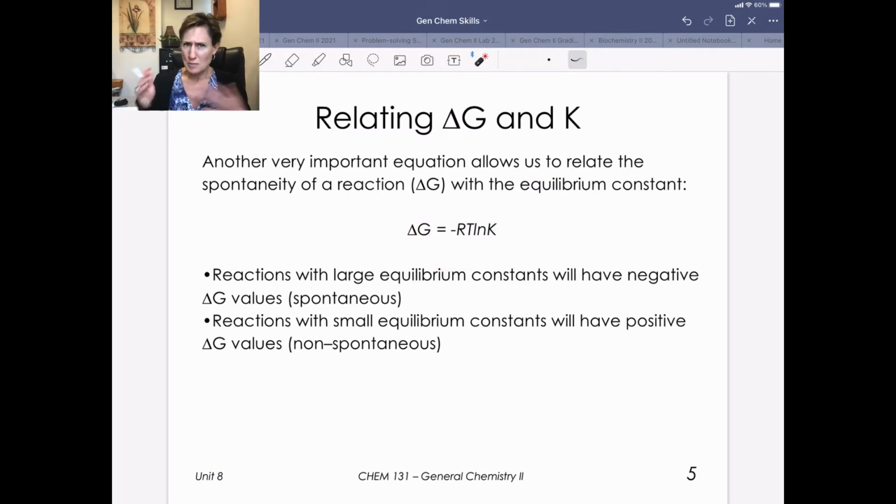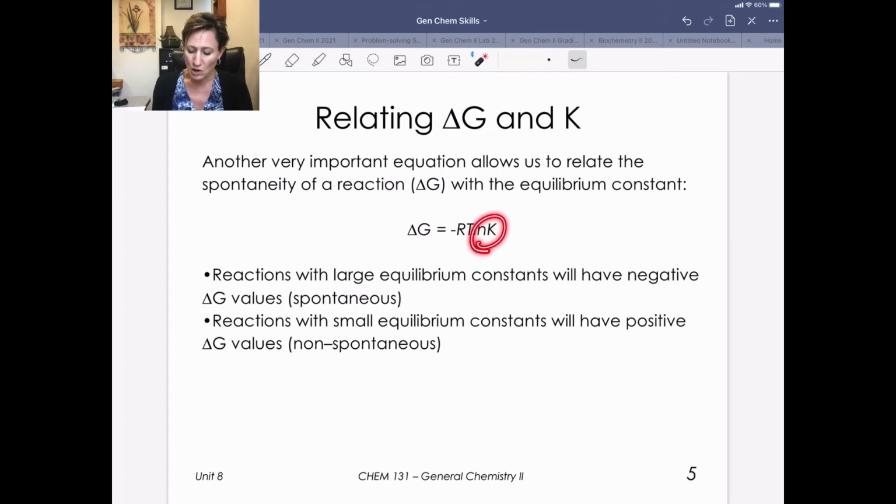All right, so remember our number line, right? If we've got something that favors products, it's going to have a large equilibrium constant. Putting a large number in here is going to end up giving a large negative delta G. So reactions that are spontaneous have large negative delta G values and large equilibrium constants. And the flip is also true.